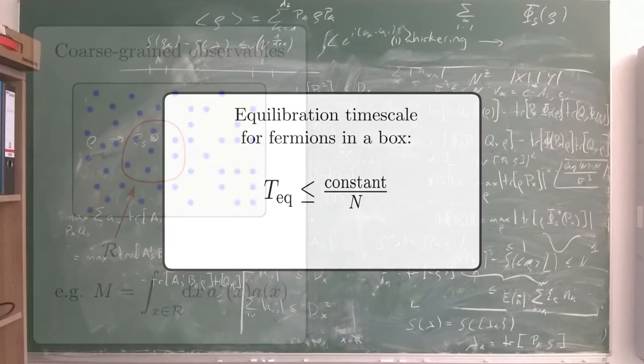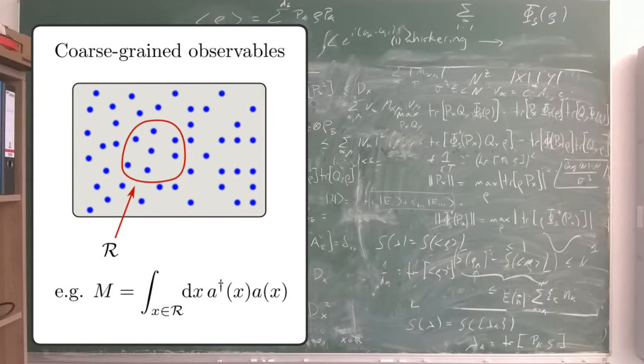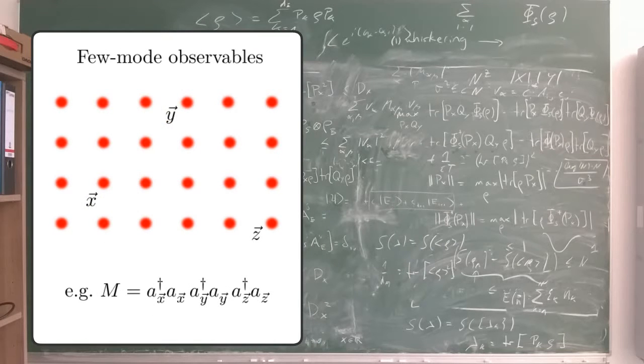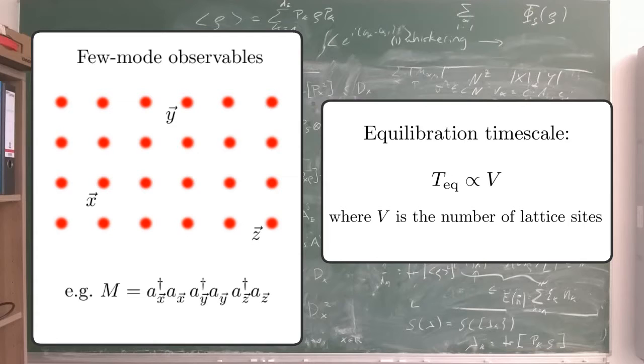Aside from the examples, there are also some more general results. For n-particle systems and coarse-grained measurements, the equilibration timescale is often at most polynomial in n. Also, for few-mode measurements on lattice systems, the equilibration timescale is often at most linear in the number of lattice sites.